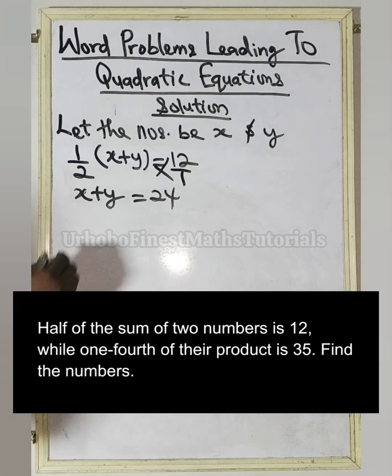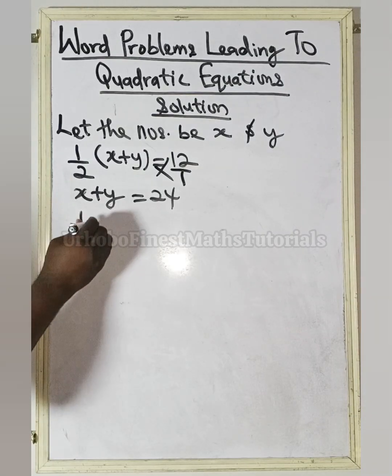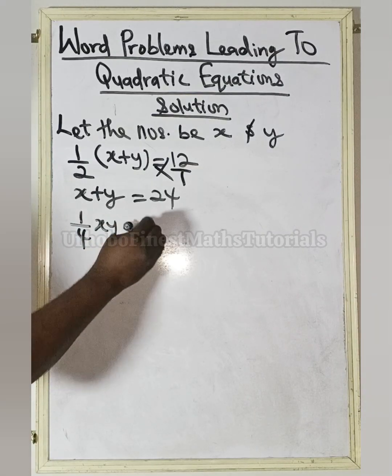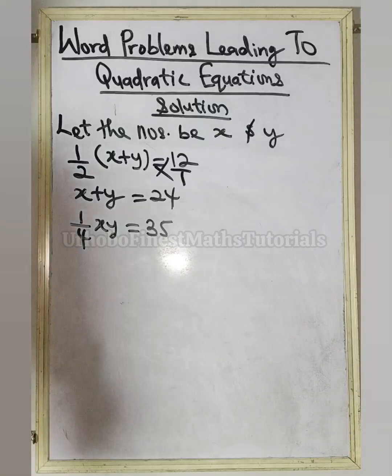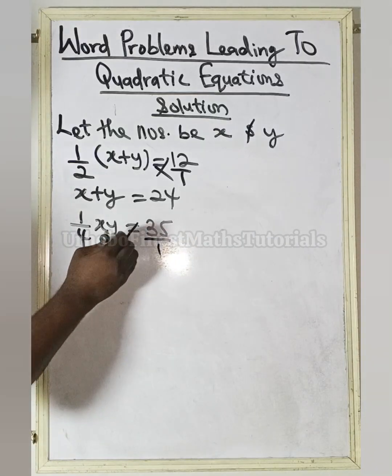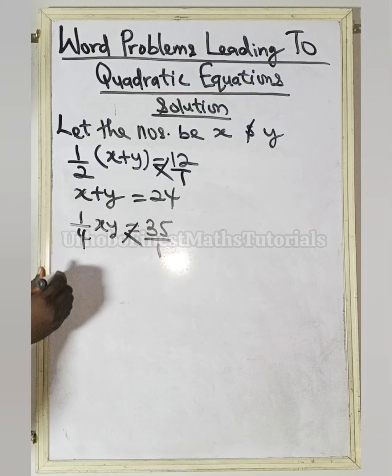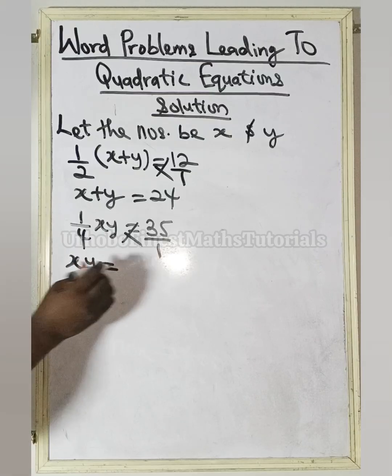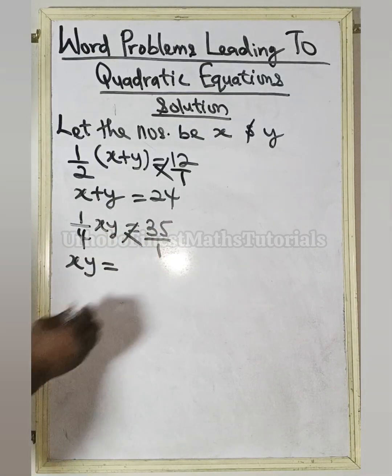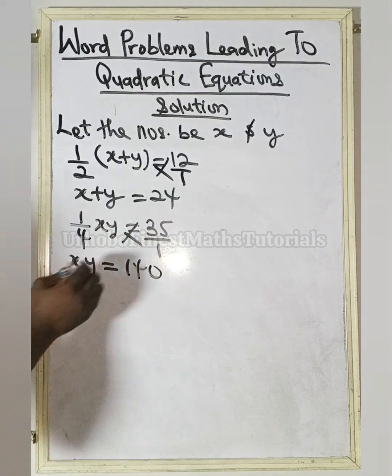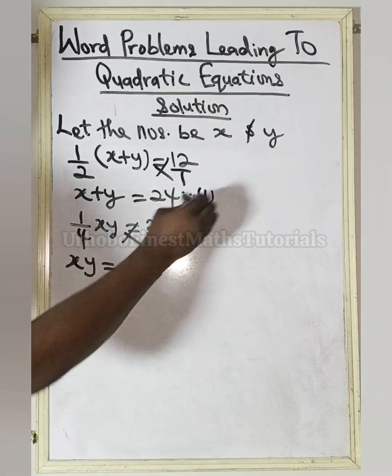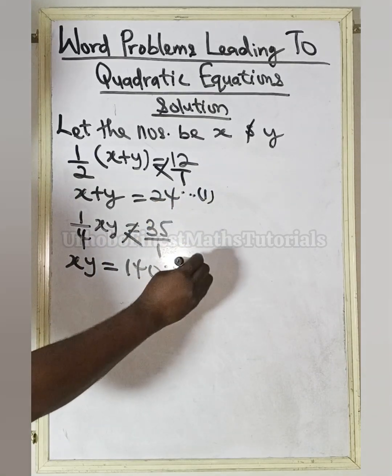While 1/4 of their product is 35. 1/4 of their product, so that will be 1/4 into xy equals 35. We can say this is over 1, so we can easily cross multiply. 1 times everything here gives xy equals 4 times 35, which is 140. So this becomes equation 1 and this becomes equation 2.